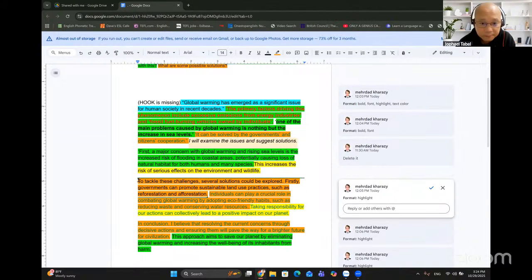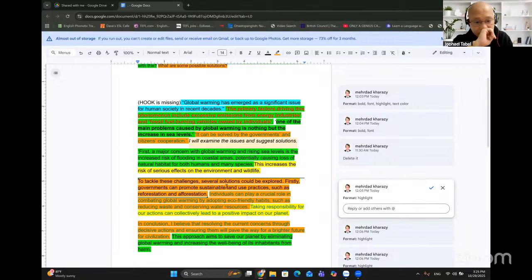To tackle these challenges, several solutions could be explored. Firstly, governments can promote a sustainable blah blah blah, and individuals can play. So you see, both parts are mentioned over here. One of the main problems, this part, can be solved by governments and corporate citizens' cooperation.